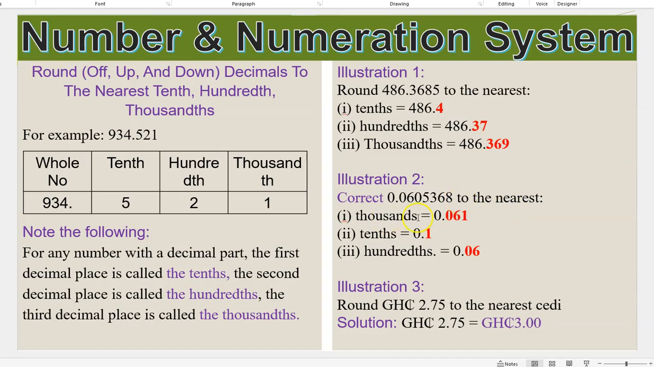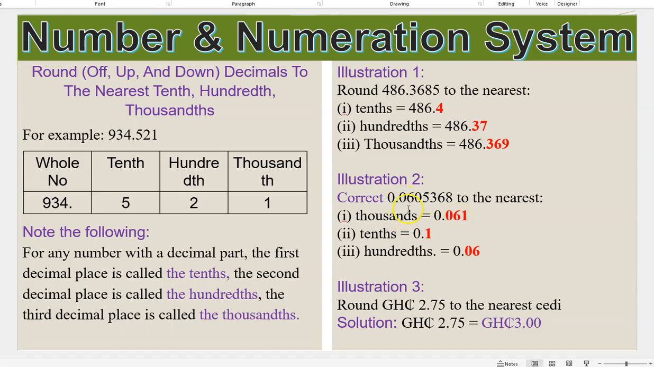Illustration 2. Correct 0.0605368 to the nearest thousandths. Thousandths falls here: tenths, hundredths, and thousandths. This is 5. When you borrow 1 from here, it will be 1. Therefore, you get 0.061.